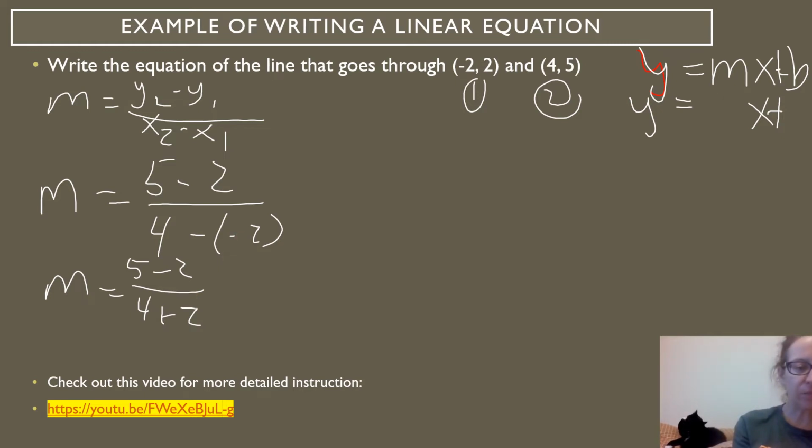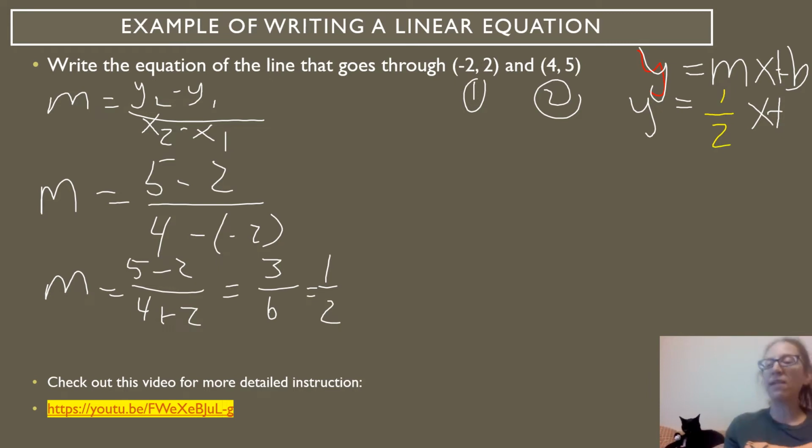And what does this end up being? We end up with 3/6, which simplifies to 1/2. Now I'm going to come back over here to my equation, because remember the goal says write the equation. Well, now I know my m value, so I'm going to put it in. My m value is 1/2. So I'm getting there towards my equation. Okay, y equals 1/2 x plus.